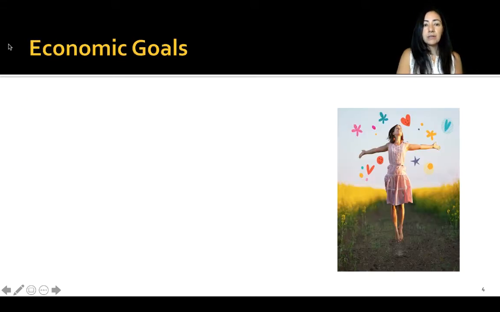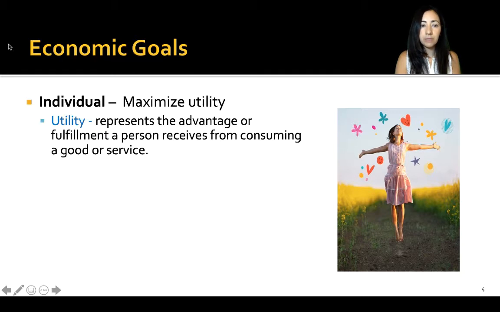So let's think about some key assumptions that we make in economics, and those are the two key goals, and we'll look at the individual and the firm. The individual decides how to maximize their utility. Utility represents the advantage or fulfillment a person receives from consuming a good or service. Effectively, think of it as a way of measuring happiness or satisfaction. That is what utility represents in economics.